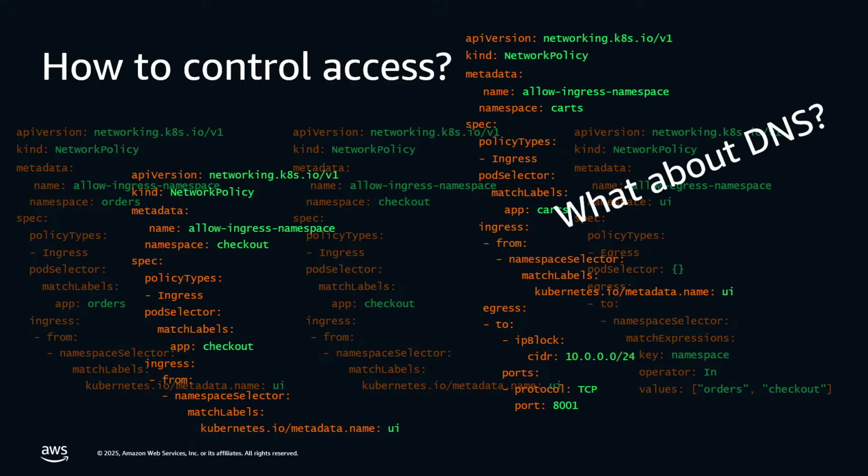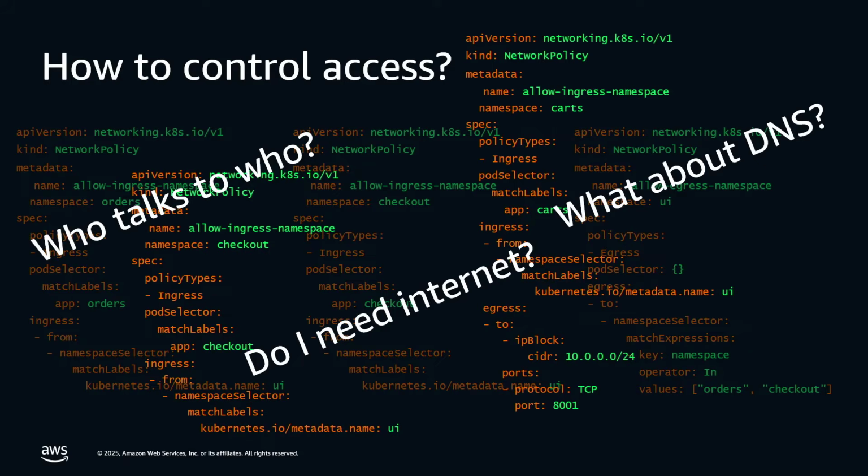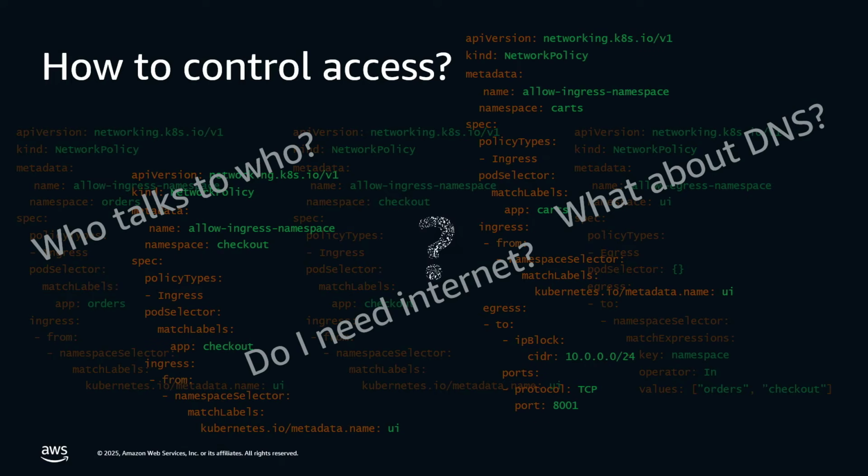And then what about DNS resolution? Do I need to open communication to the CoreDNS so I can have name resolution? Do these pods need to access the internet? Who talks to who? And all of these questions fall into the platform team because they don't have visibility. Even if the application teams know where their application is going, they usually don't know who's accessing them. So how do we overcome that if we don't have proper visibility?